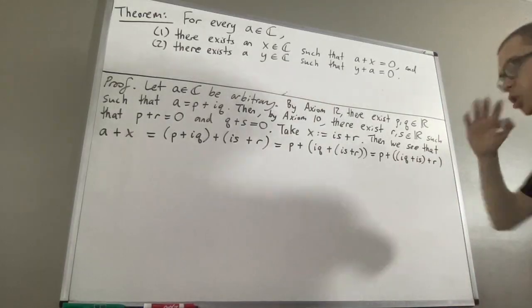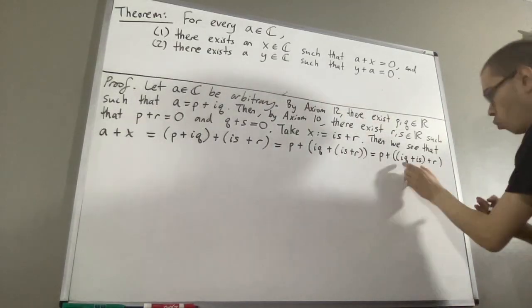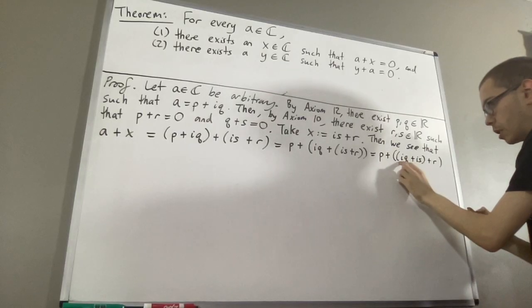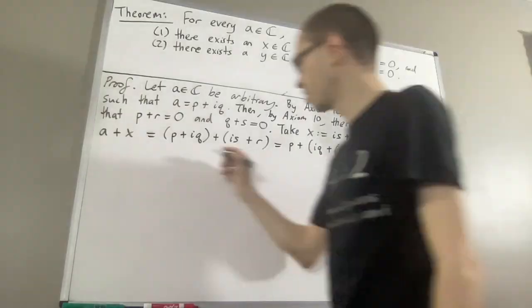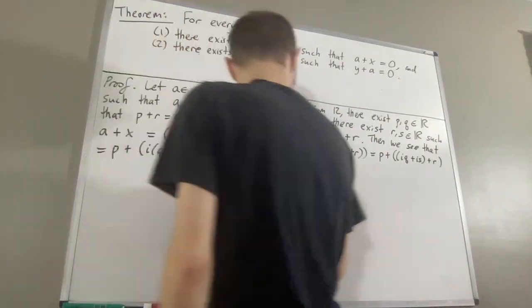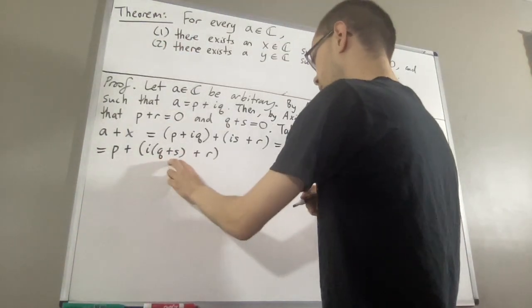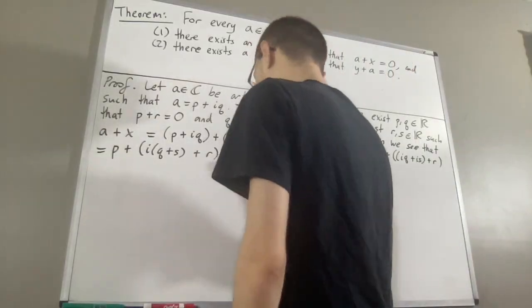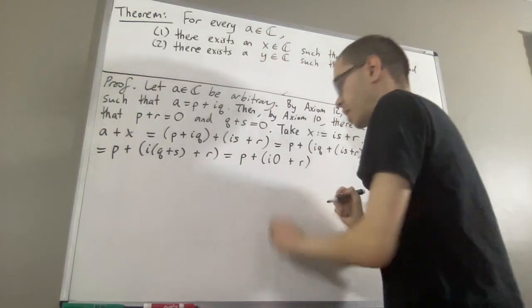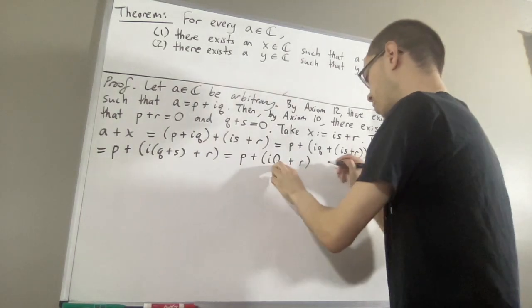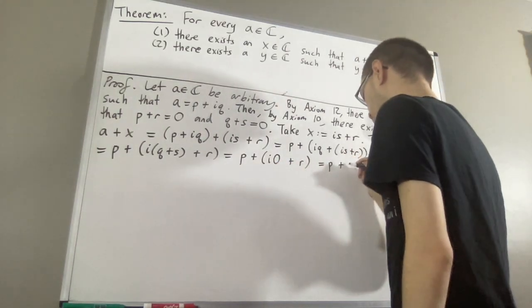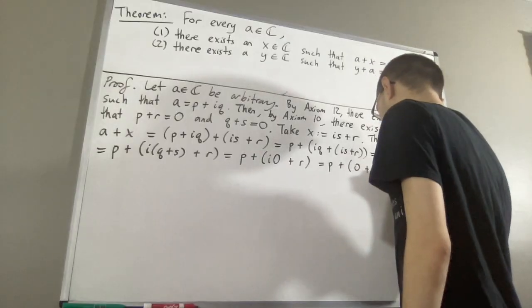And then, by the distributive law, axiom 6, we can pull out the i, so that this parentheses just becomes i times q plus s. But then we know that q plus s is equal to 0, and we know that any complex number times 0 is 0. So we get i times 0 equals 0. Well, this is just p plus 0 plus r.